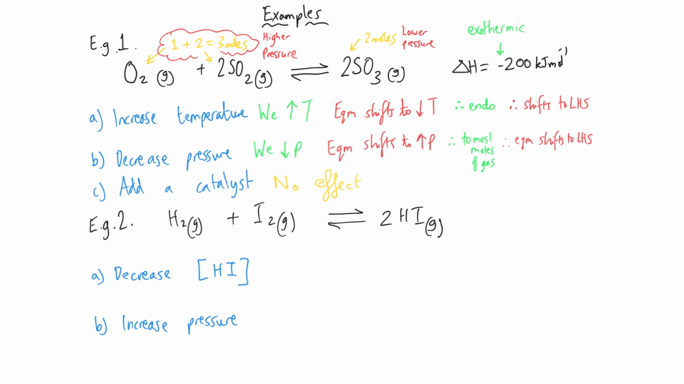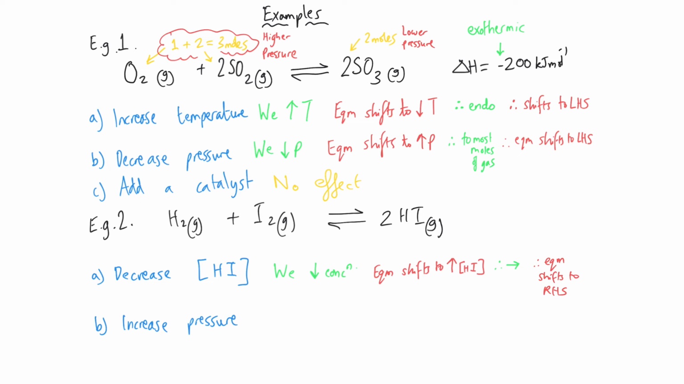On to the second example. If we decrease the concentration of hydrogen iodide gas, then the equilibrium will shift to replace it, to make more of that hydrogen iodide gas to try and restore the balance of concentrations of reactants to products. And so that means it will shift to the right-hand side. And then the final example of increasing the pressure.